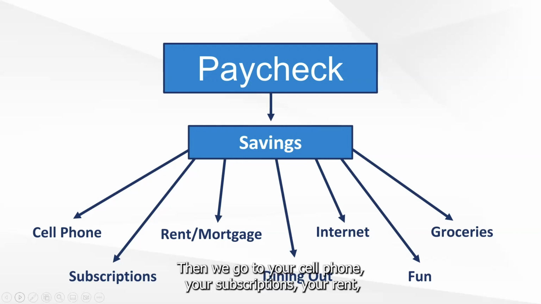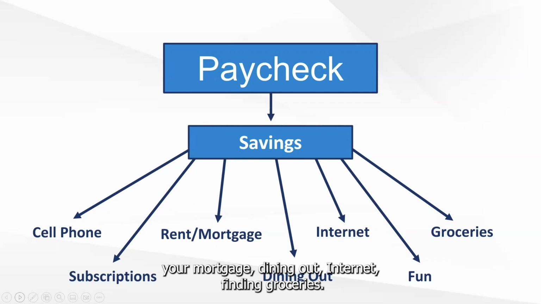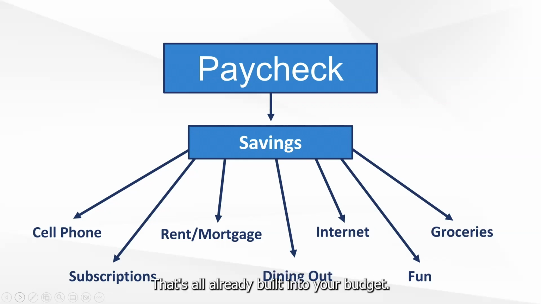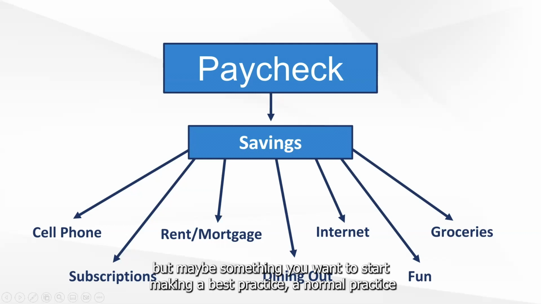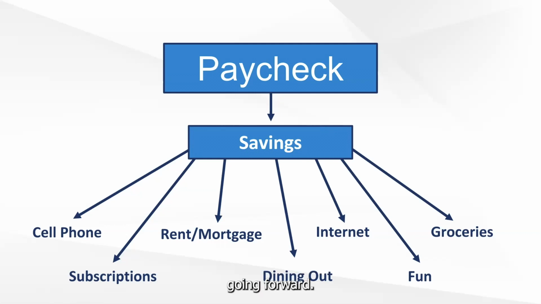Then we go to your cell phone, your subscriptions, your rent, your mortgage, dining out, internet, fun, and groceries. That's all already built into your budget. But as you can see with this, this might not be your norm today, but maybe something you want to start making a best practice, a normal practice going forward.